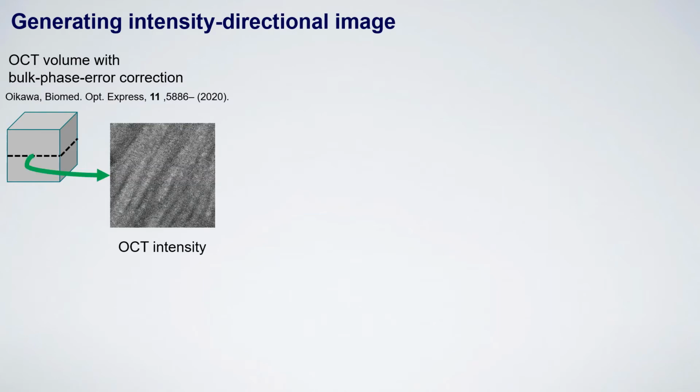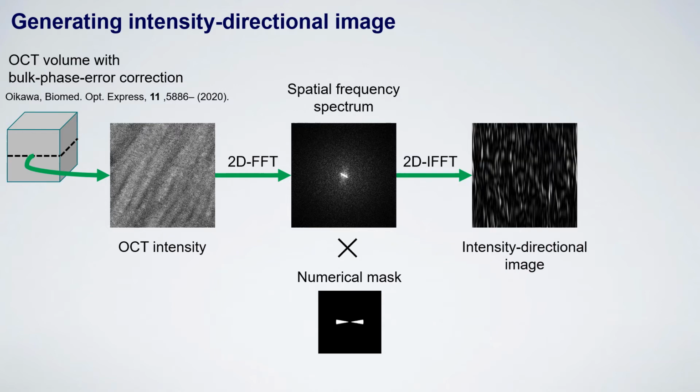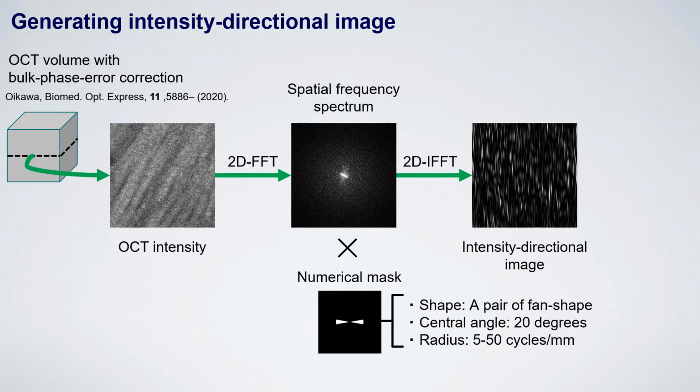Before OCT intensity analysis, bulk phase error due to the system imperfection and air turbulence was numerically corrected. And then one en face OCT intensity slice was extracted, and it is Fourier transformed and a binary numerical mask is applied. And then inversely Fourier transformed to obtain intensity directional images. Regarding the mask, the shape is a pair of fan shapes which are located symmetrically in terms of origin. The central angle is 20 degrees, and the radius is 5 to 50 cycles per millimeter.